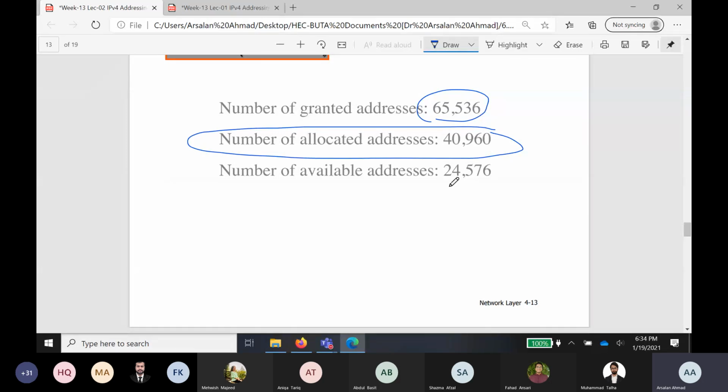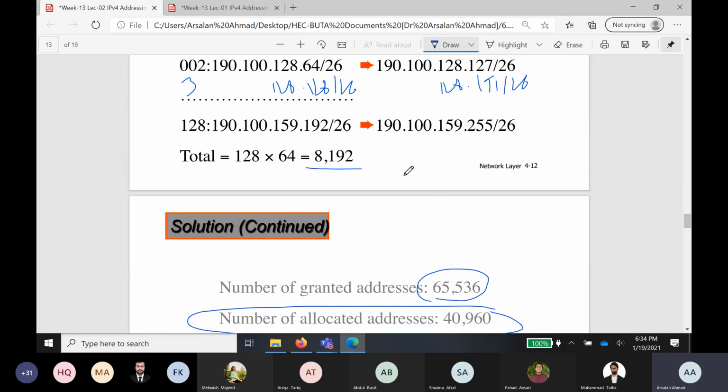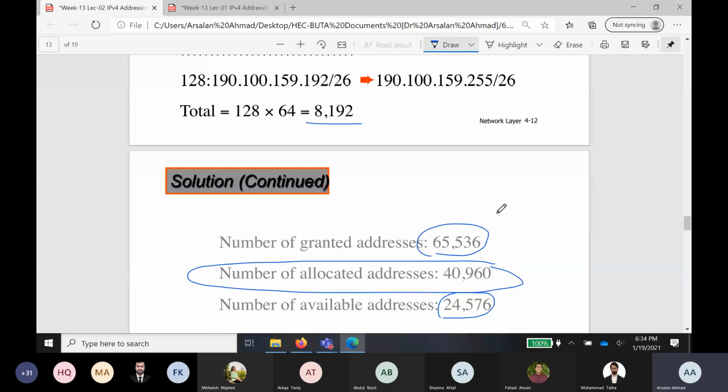65,536 minus 40,960. These addresses are still left with the ISP, and if the next requirement comes, the ISP will start allocating from the next address. If another new requirement comes, the next address that the ISP will use to allocate will be 190.100.160.0 onwards. Okay, and it still has addresses up until 190.100.255.255. So quite a lot of addresses are left.